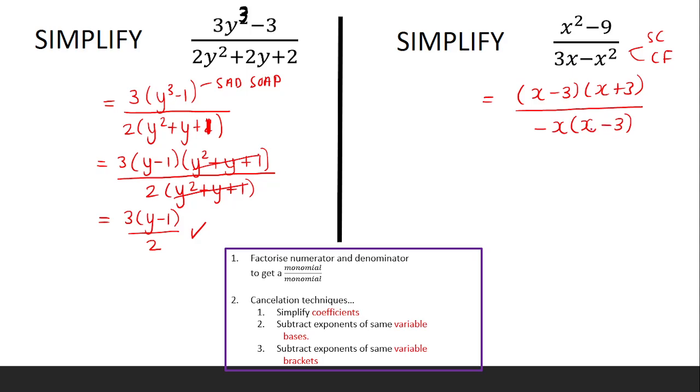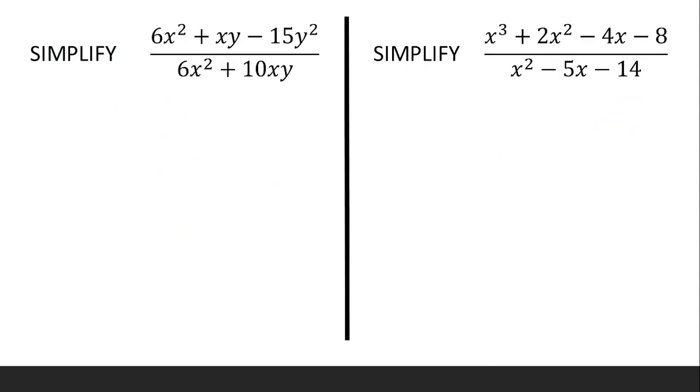Well, no coefficients, no variable bases, but I'm seeing this variable bracket and that variable bracket, which leaves me with an x plus 3 over negative x. And remember, this was a unit, so I can't go and cancel the x's. Okay, let's look at this next one. Pause it, give it a try.